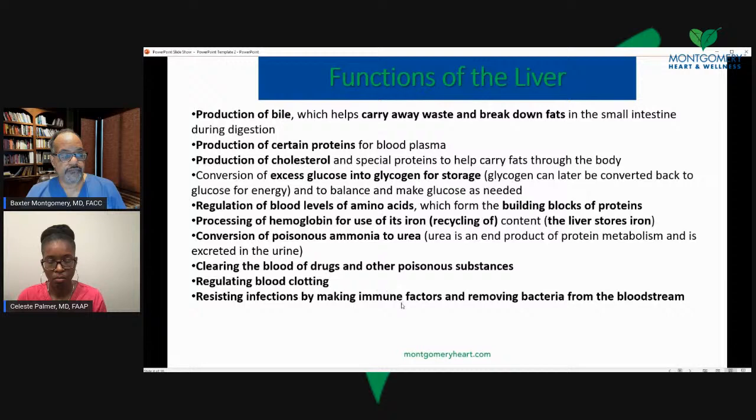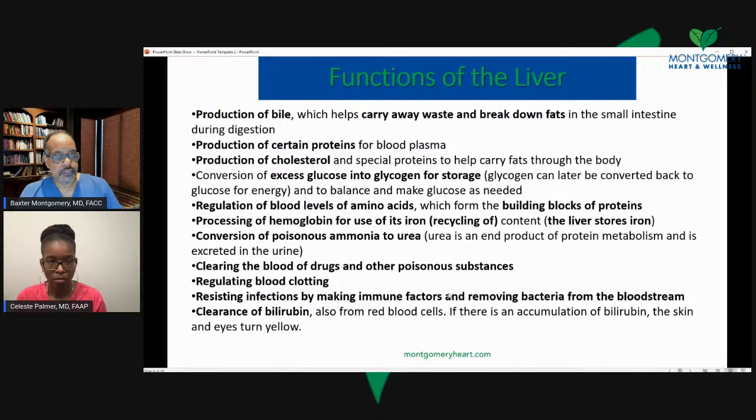It helps resist infections by making immune factors and removing bacteria. The same patient I mentioned has bacteria in the blood because her immune system is suppressed because of the liver dysfunction, and people with advanced liver disease can get infections because their immune system is suppressed. Again, here we are in a pandemic, with everyone wondering about their immune system. So people with liver dysfunction need to be worried about that.